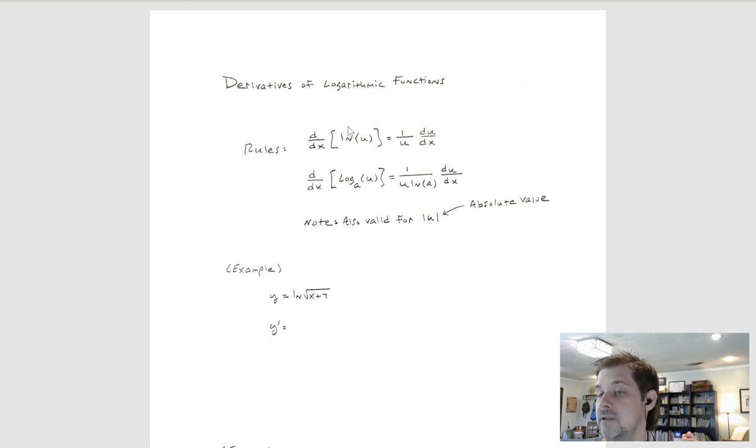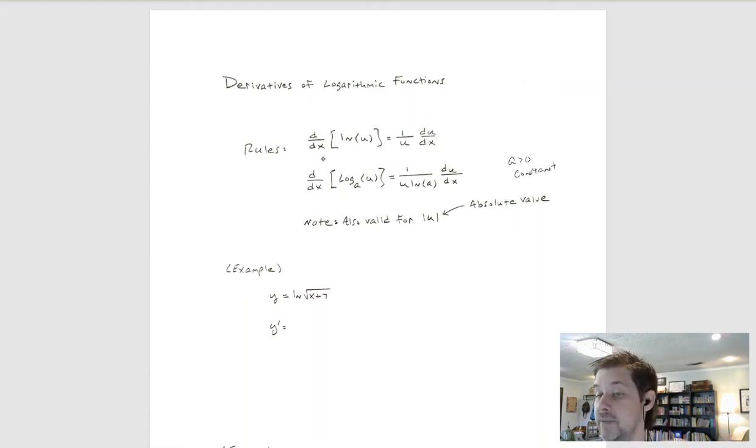This is the natural logarithm, and this is the logarithm base number a, okay? And a is some positive constant. Like log base 2, log base 3, log base 10, something like that. All right, so here are our rules for derivatives for those kinds of functions.